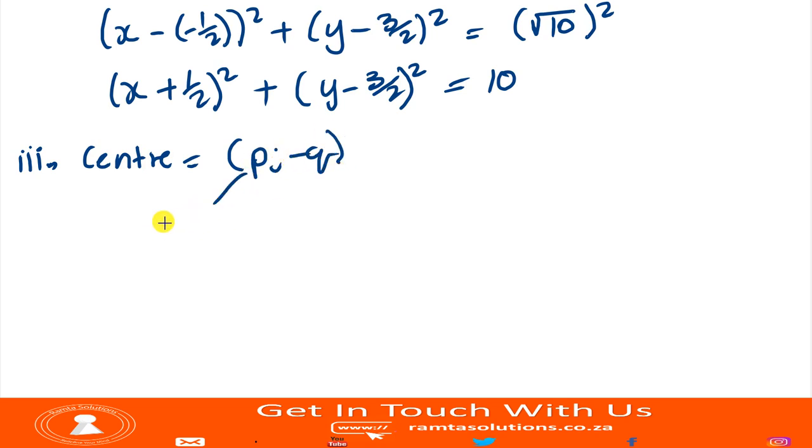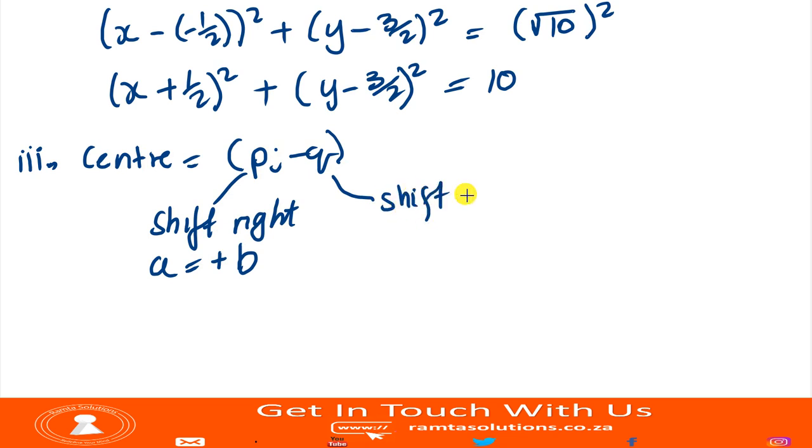What does this mean? It's positive P, so it shifts right, so A equals positive P. Now, Q is negative. Oh, sorry, it's negative, so it shifts down. Pardon me here, it's positive P, not B, positive P. So this one here means B is negative Q. Okay, cool.